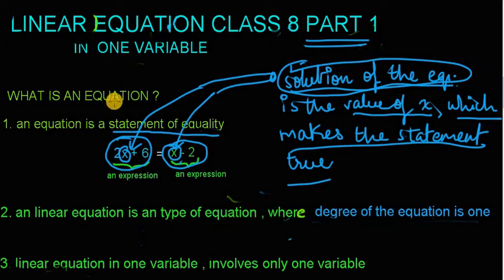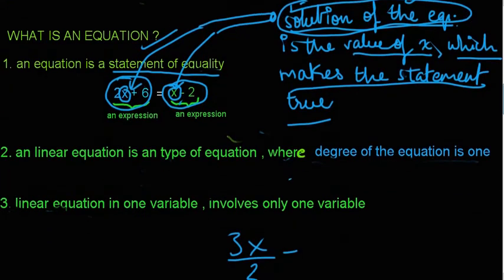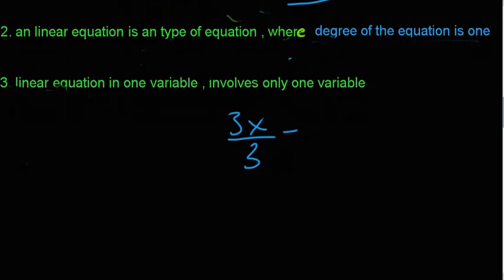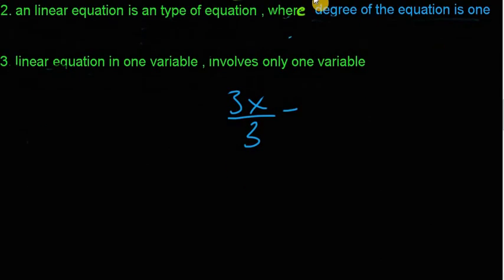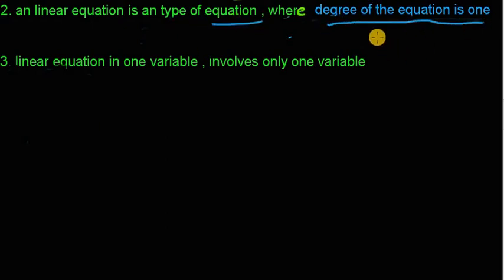Okay, so now we learnt what an equation is, what the solution of an equation is, and now we are going to learn about linear equation. So what is a linear equation then? A linear equation is a type of equation where the degree of the equation is 1. So what does it mean that the degree of the equation is 1?